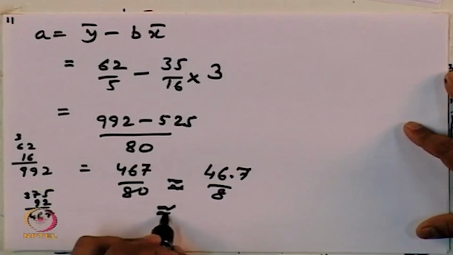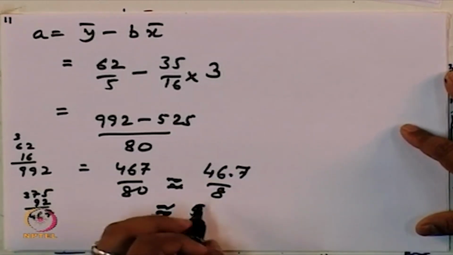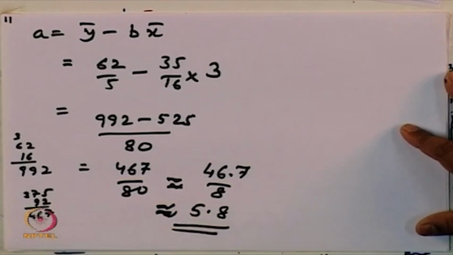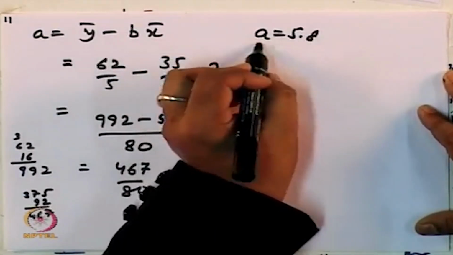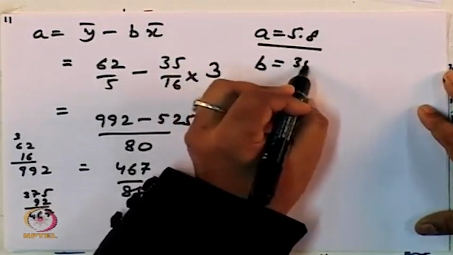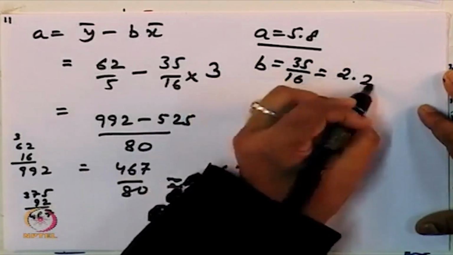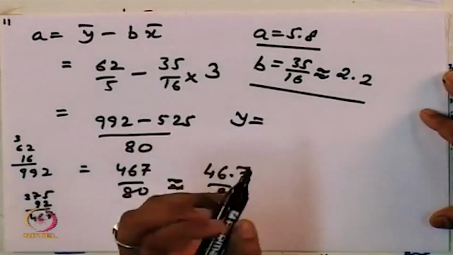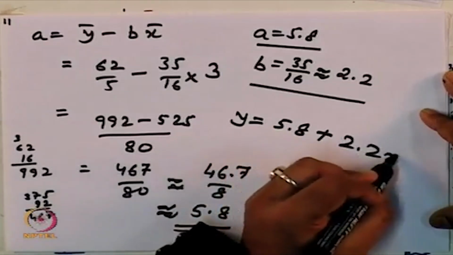Let us say we approximate it as 5.8. So, a is 5.8 and b becomes 35 by 16, approximately 2.2. Okay. So, your final expression becomes 5.8 plus 2.2 x.